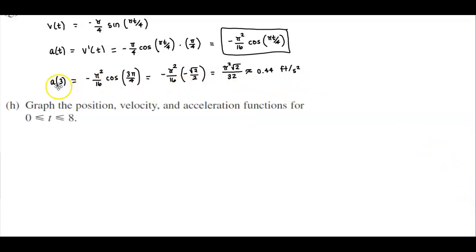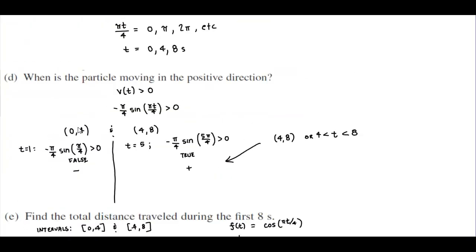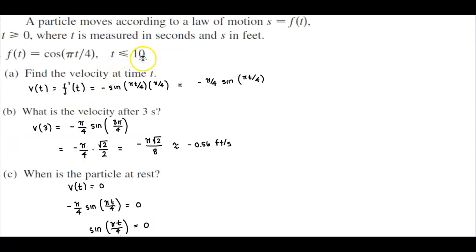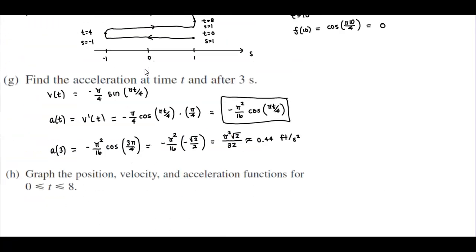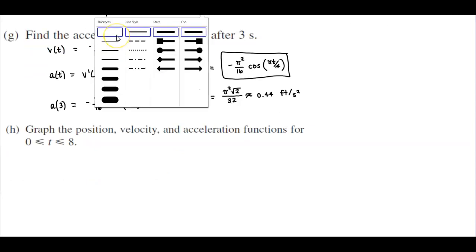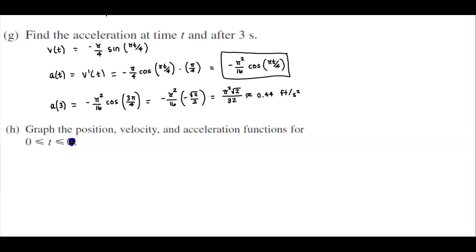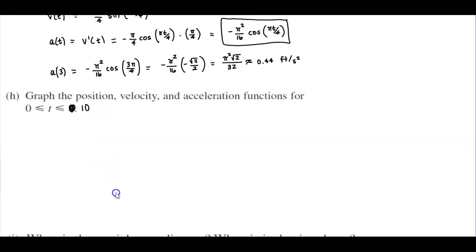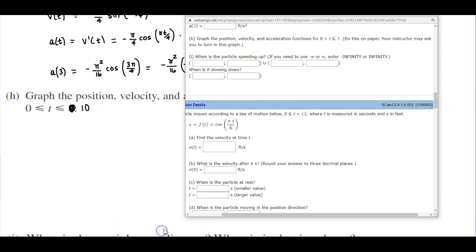Okay, so now that we found the acceleration at 3 seconds, which is 0.44 feet per second squared, we want to then graph the position, velocity, and acceleration functions for when t is between 0 and 8. But if we go back to the beginning, it says that t has to be less than or equal to 10. So instead of using the 8 here, we are going to make this less than or equal to 10. So let's go ahead and graph our functions.